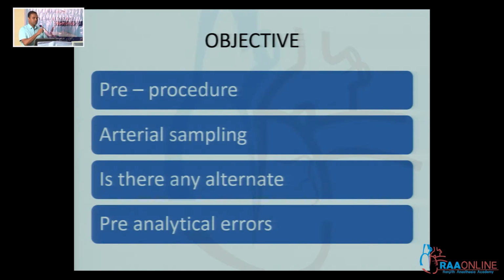So my objective on today's topic will be, I'll be talking with regards to the pre-procedure guidelines, how to do arterial sampling, in case you don't get a sample, what are the other alternatives available, what are the pre-analytical errors, and what are the guidelines as far as the meta-analysis, what is in favor of sampling techniques.